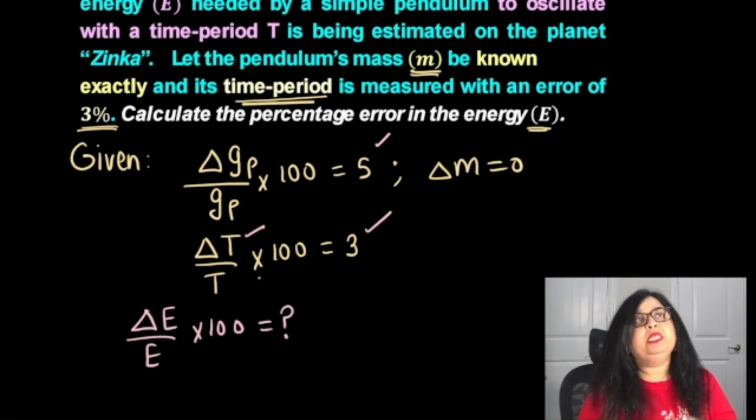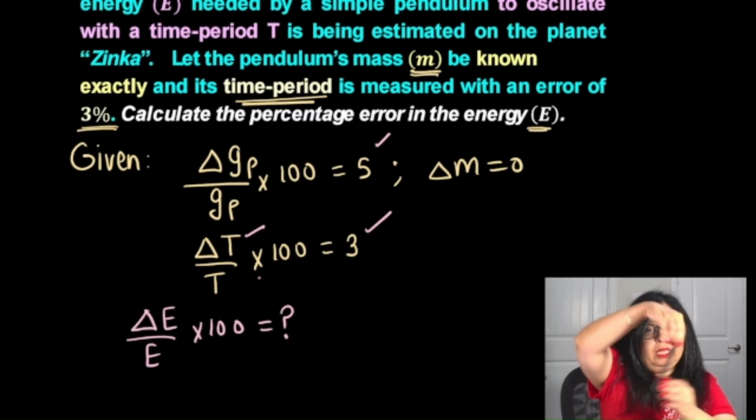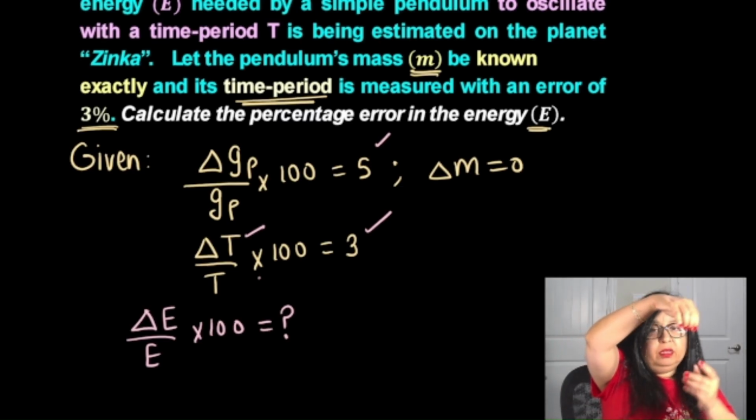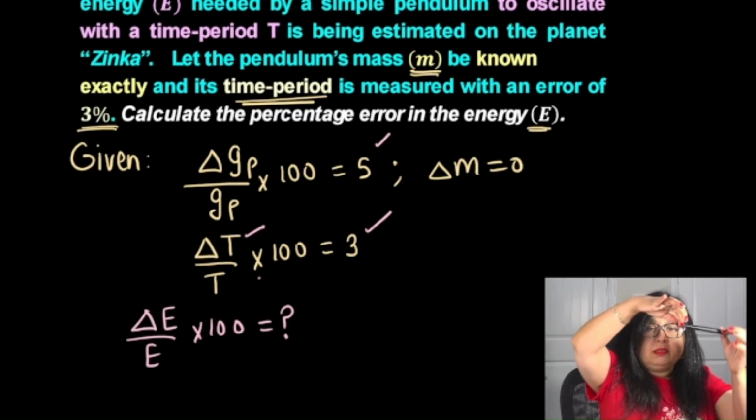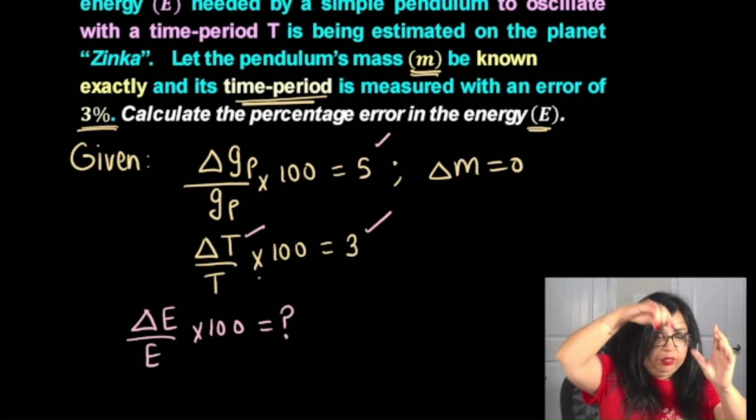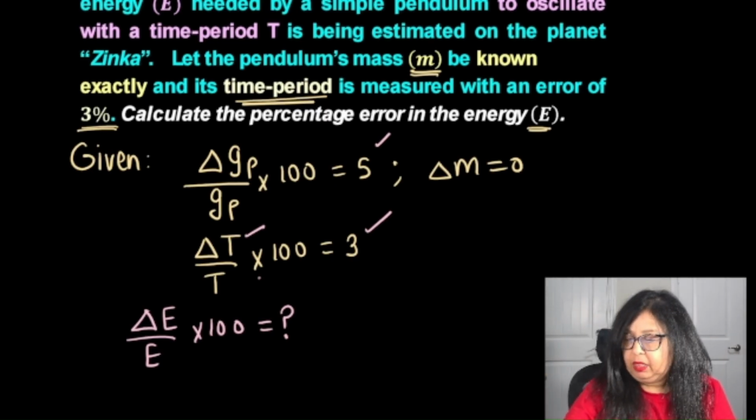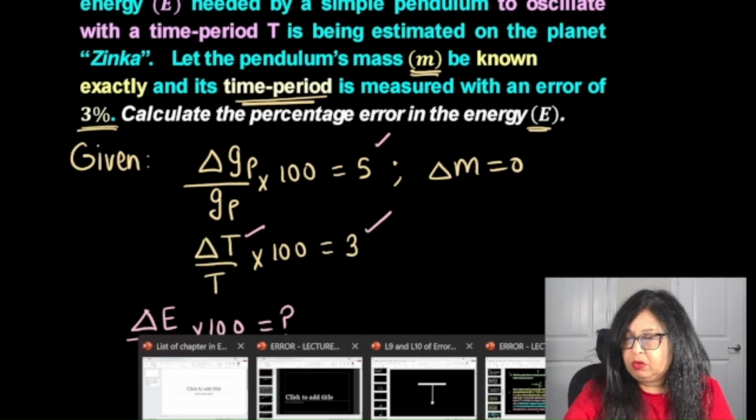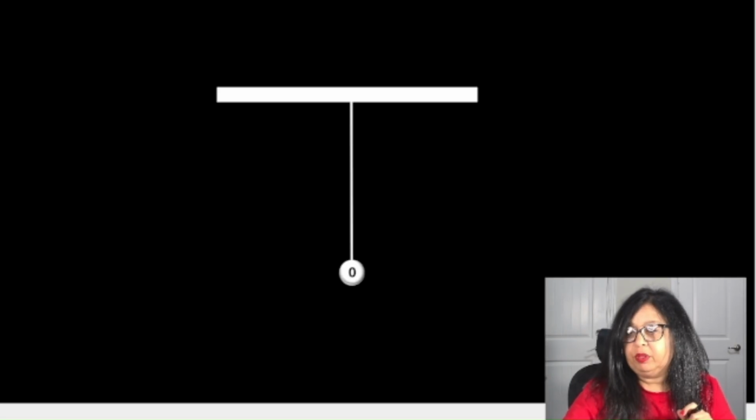Now when we talk about the energy of a simple pendulum that is required to make it oscillate back and forth like this, what is that energy? Let's see. Let's quickly review the transformation of energy for a simple pendulum.